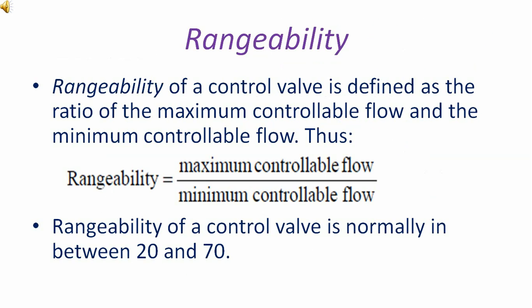Rangeability. Rangeability of a control valve is defined as the ratio of the maximum controllable flow and the minimum controllable flow. Thus, rangeability equal to maximum controllable flow divided by minimum controllable flow. Rangeability of a control valve is normally in between 20 and 70.